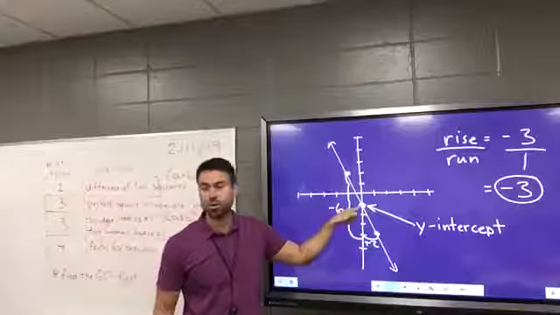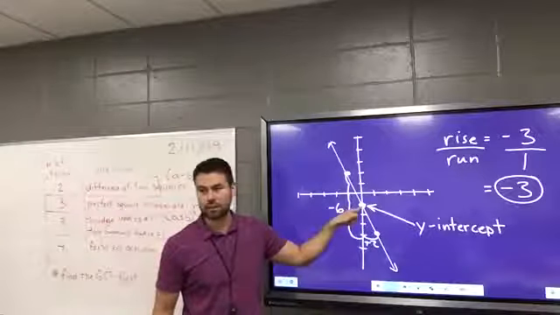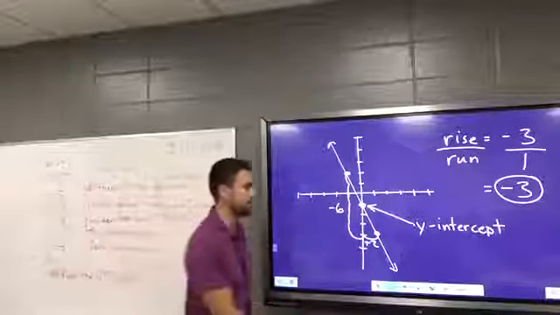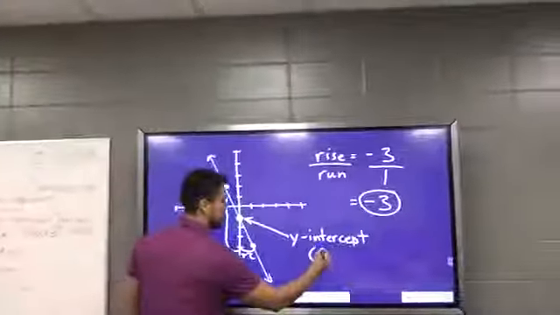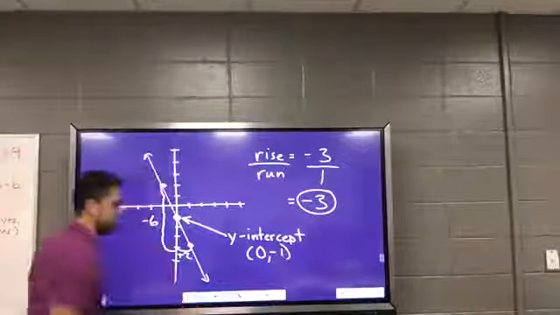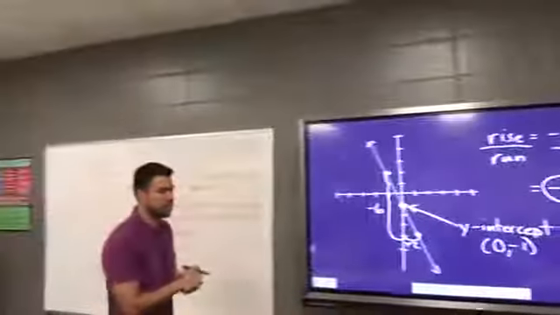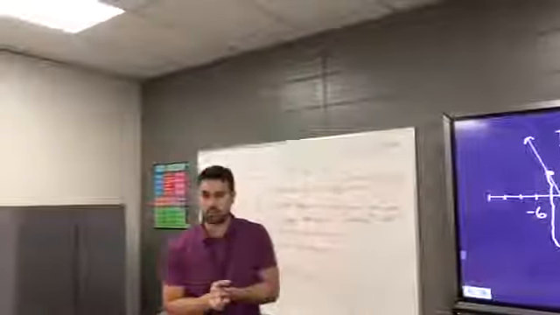Does anyone know what the ordered pair is there at the Y-intercept? What's that ordered pair for that point? 0, negative 1. Good. 0, negative 1. Please label that 0, negative 1. That's my y-intercept. You're correct.